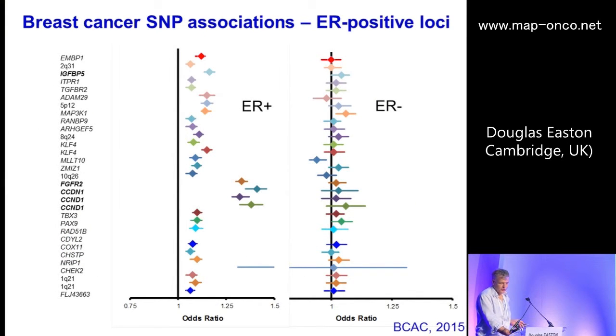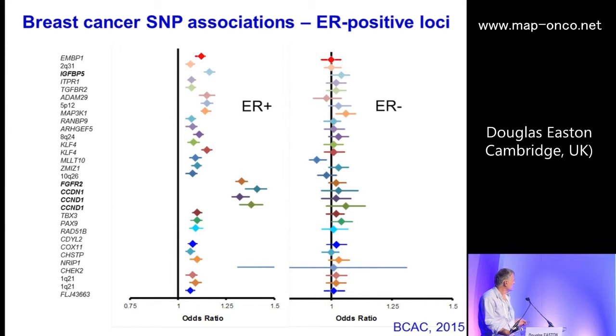Most of which, of course, we know nothing about the underlying biology, but in a few cases we do. One of the main themes which emerges is that there's a clear subtyping effect. Maybe not surprised to learn that. And in particular, there's a clear distinction between ER-positive and ER-negative disease.